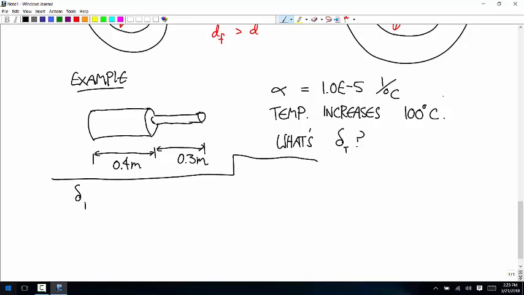So the change in length due to temperature change is equal to 1 times 10 to the minus 5 times the length of 0.7. The temperature increased, so that change in temperature is positive. And you get a length change of 7.0 times 10 to the minus 4 meters. So 0.7 millimeters.